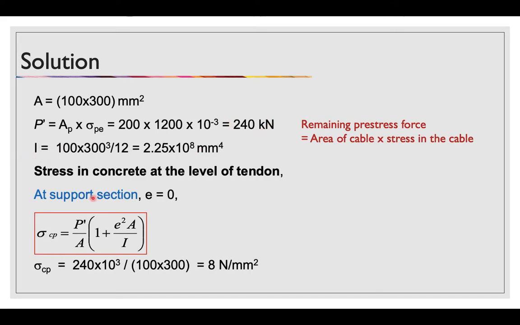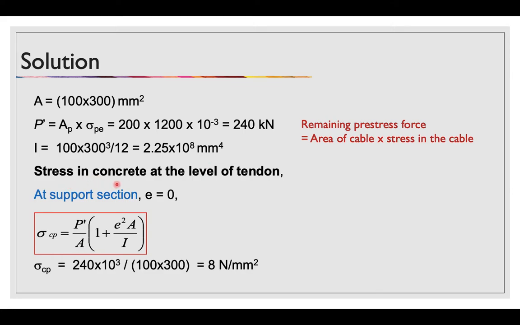Next, we are going to calculate this I value, which is the moment of inertia, or second moment of area. Since the section that we are considering is a rectangular section, we use the equation bh cubed over 12. So we have here I equals 225 times 10 to the power of 6 millimeter to the power of 4.